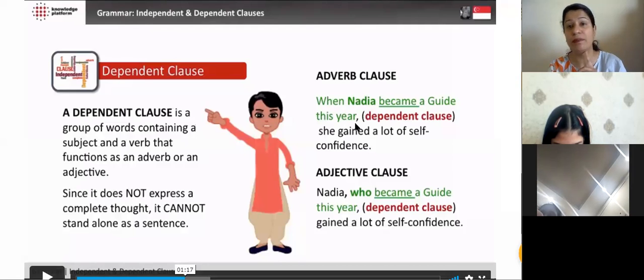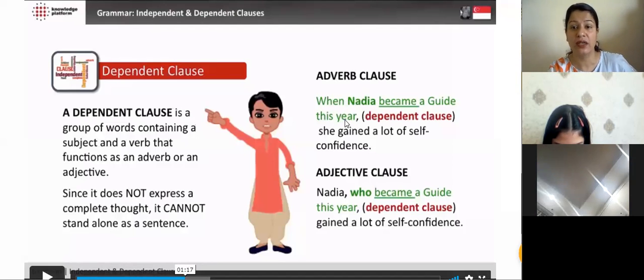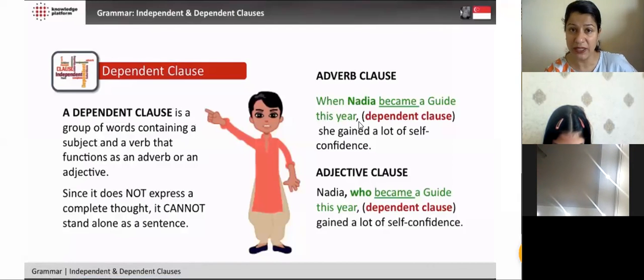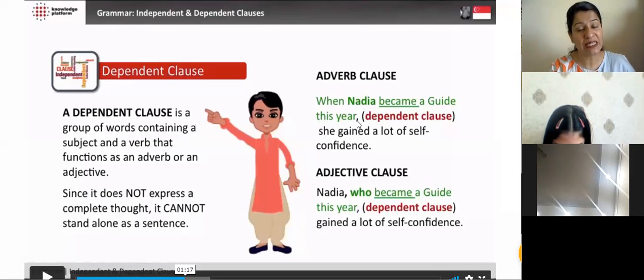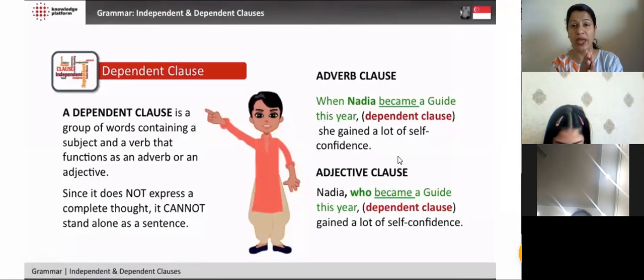This idea is not complete on its own. Nadia is the subject, became is your verb. When Nadia became a guide this year, up till here, although the clause is complete, the idea is not complete. Okay? What completes the idea? She gained a lot of self-confidence. If you remove the green bit and only focus on the black clause, which is the independent clause, she gained a lot of self-confidence, the concept is absolutely complete over here.